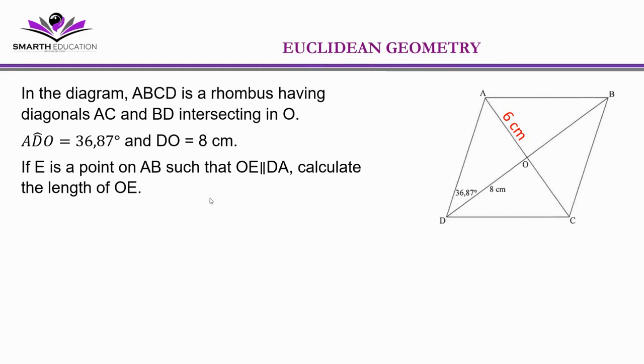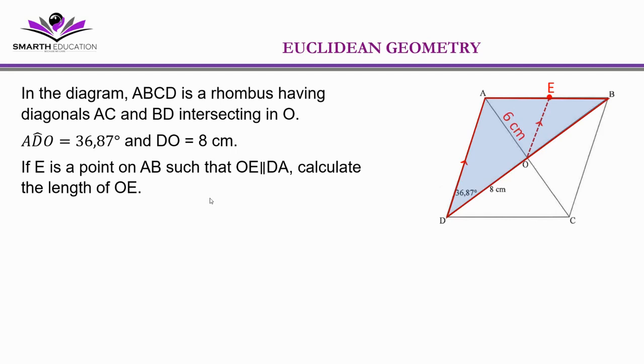So we need to do some construction to have a good picture of this problem. If E is a point on AB, so we have a point on AB, which is E, then such that OE is parallel to DA. So OE is parallel to DA. And then calculate the length of OE.